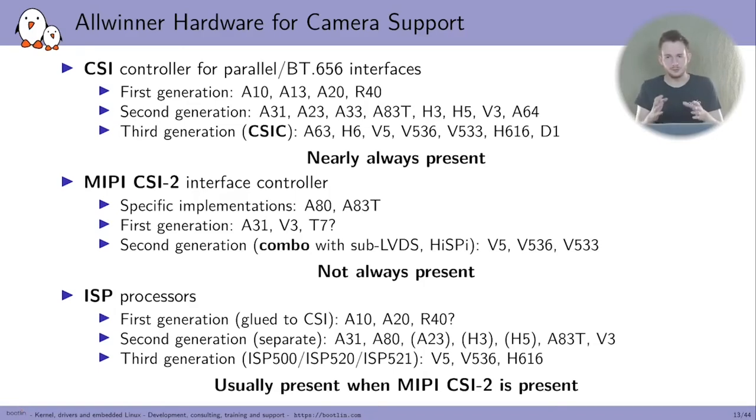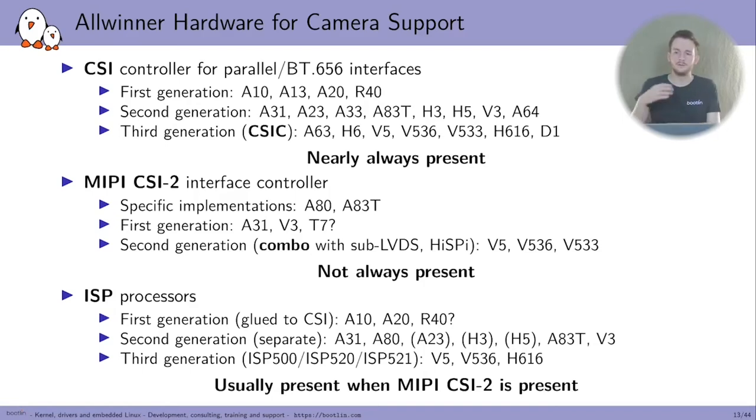And so this is the central controller that we nearly always find in Allwinner SoCs, or at least we find it whenever the platform supports some camera interface. And there are basically three generations of this controller. The first one was found in the A10 and A20 and similar chips. It evolved into a second generation that was found on a greater number of chips. It started with the A31, and we also find it in lots of other generations up to the A64. The work that I've done around that was on the V3, so on the second generation of the CSI controller.